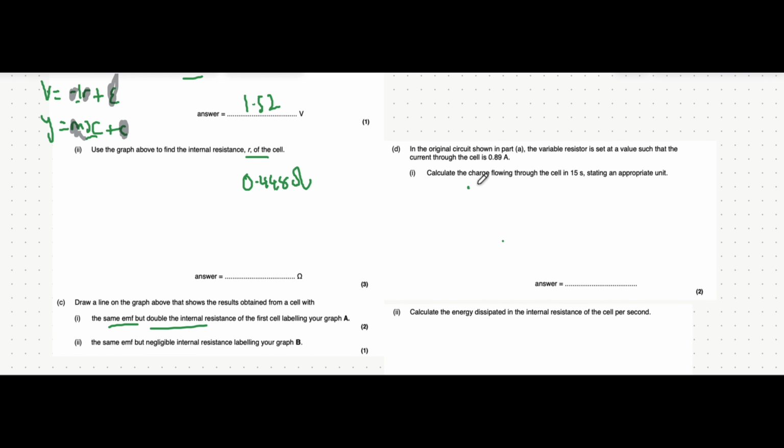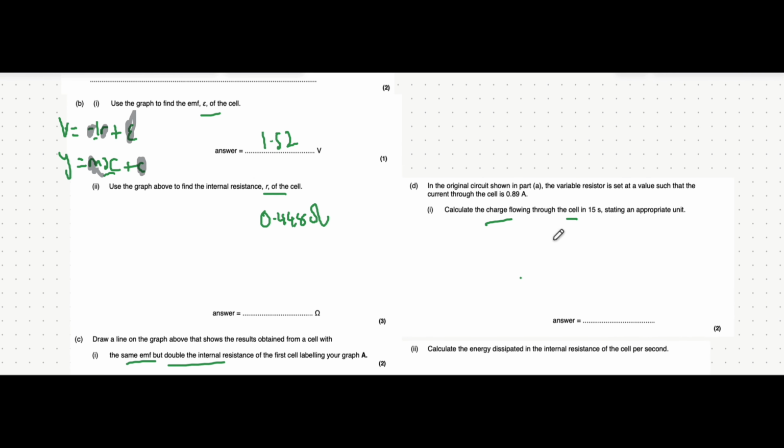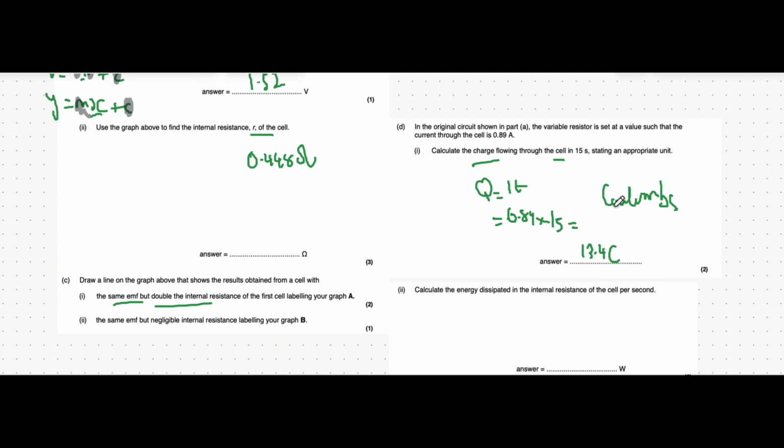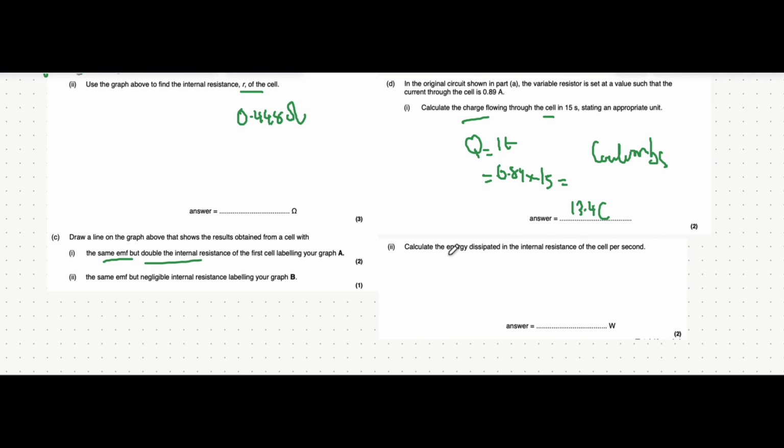It then asks you to calculate the charge flowing through the cell every 15 seconds. So charge is equal to current multiplied by time. Because we know the current flowing through the cell, we can just multiply that by the time for which the current flows, and that will give you the value of charge. On top of that, you also have to remember the unit. So just putting that value to calculate, I got 13.4 to 3 significant figures, and then the unit would be coulombs, or you can write capital C. In case you're wondering how to spell coulombs, I'll just quickly spell it here. That's COULOMBS.